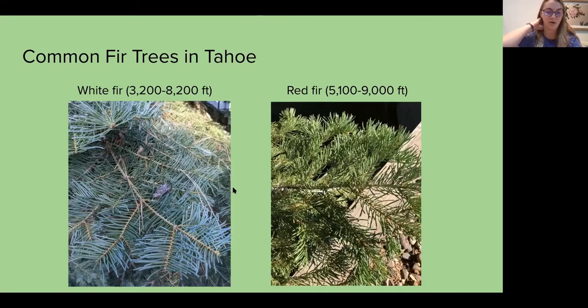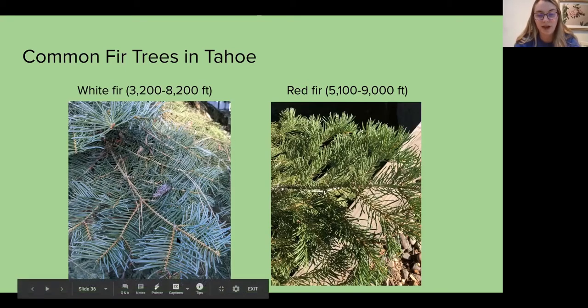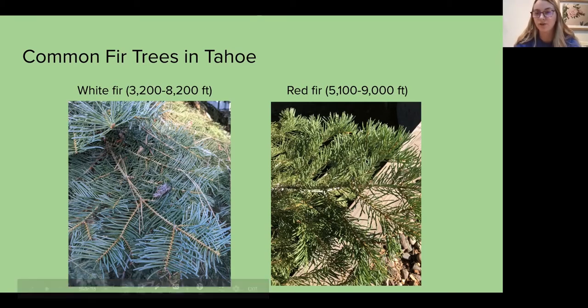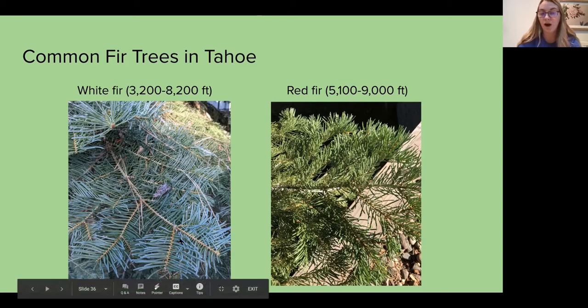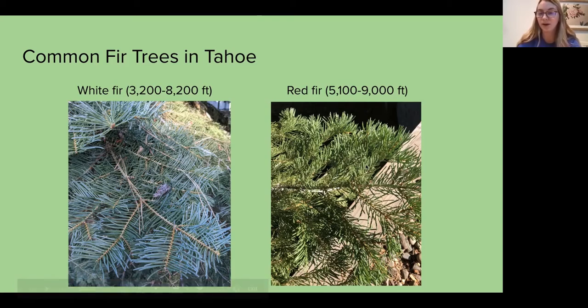The other way is the orientation of the needles on a fir tree. So our white fir trees have needles that face out on the sides, and our red fir trees have needles that face all different directions around the branch. So the way that I like to remember this is that if the needles are out wide, it's for a white fir, and if the needles are round the branch, then it's for red fir.